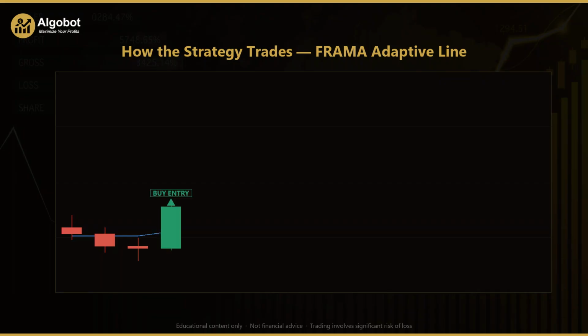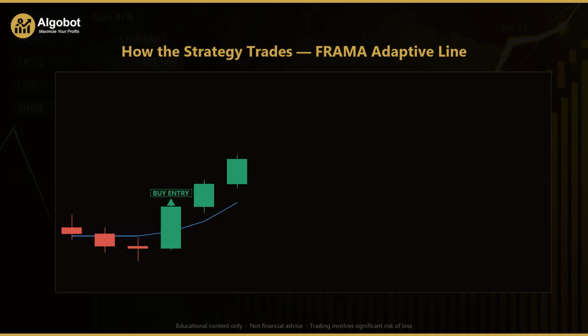Look at the first 3 candles on the left. Price is drifting gently lower and closing below the adaptive line. During this stretch, the fractal dimension is fairly high, so FRAMA is almost flat, sitting quietly above price. This is exactly the kind of indecisive, sideways behavior the strategy is designed to sit out. Nothing triggers here.